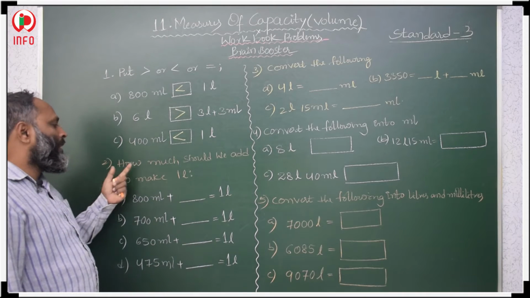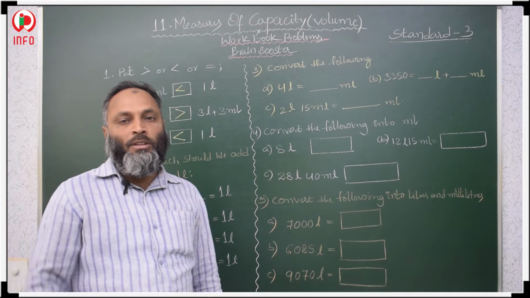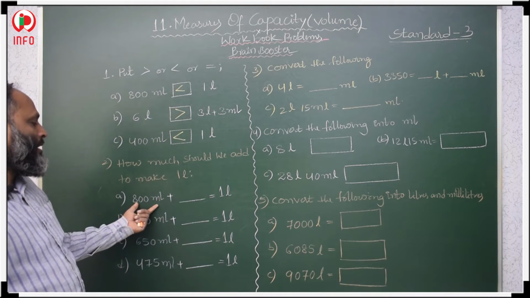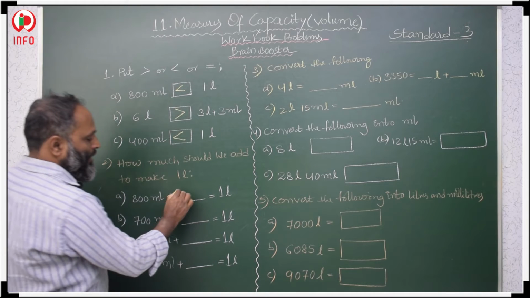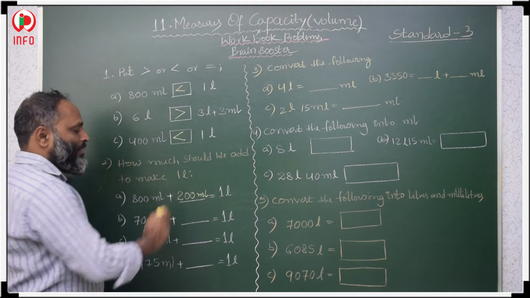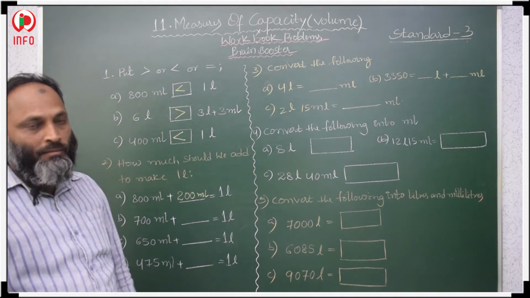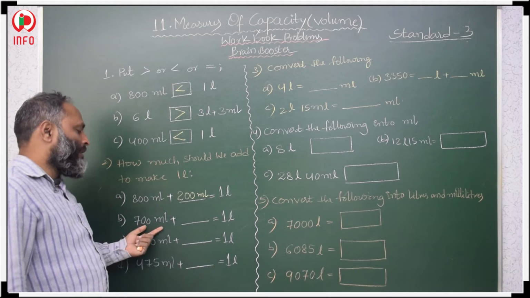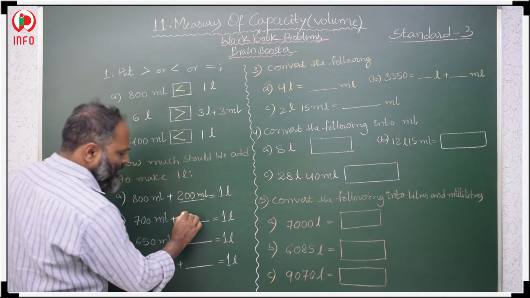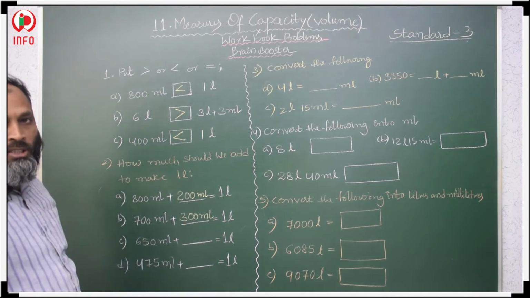Here the second question: how much should we add to make 1 liter? Already we know 1 liter is equal to 1000 milliliters. So here 800 milliliters, to make 1000 milliliters, 200 more milliliters we have to add. 800 plus 200, that is 1000 milliliters, that is equal to 1 liter. Here 700 milliliters is given. So then how much should we add to make 1 liter? That is 300 milliliters. 700 plus 300, 1000. It will be equal to 1000 ml.